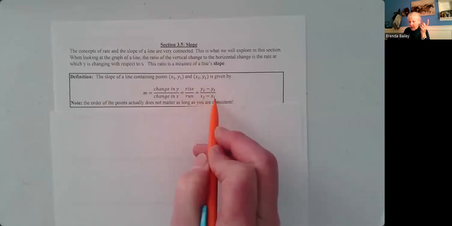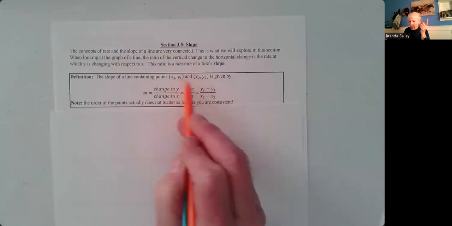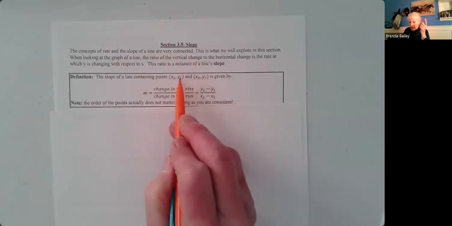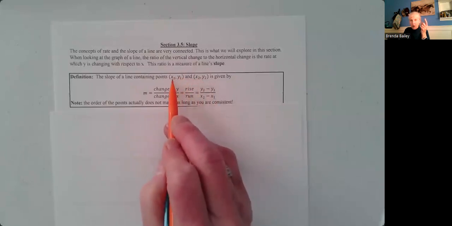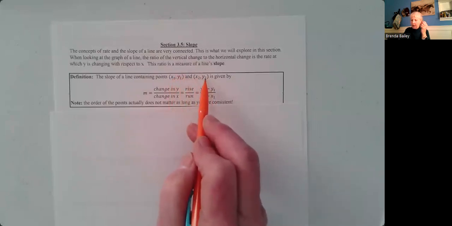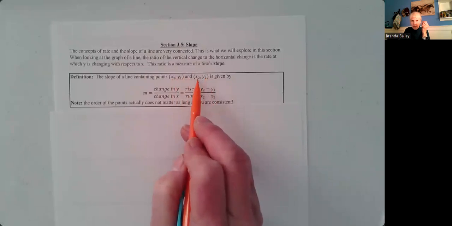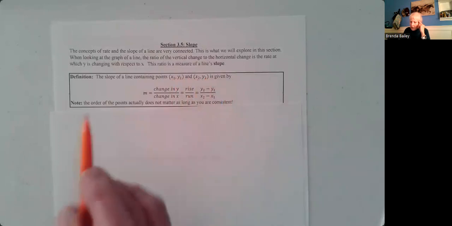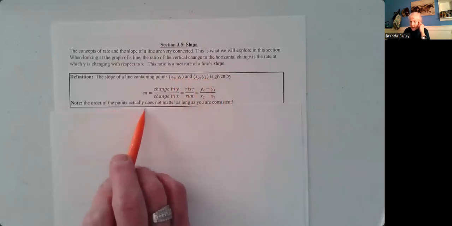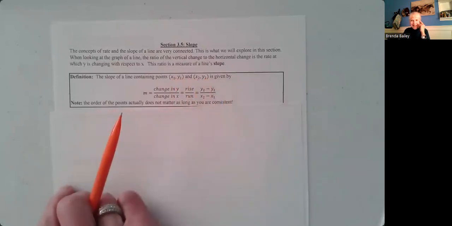Now it doesn't really matter which point you start with, but if you start with this point in the numerator, you start with this point in the denominator. If you start with this point in the numerator, you start with the x2 in the denominator. Stay consistent. So the order of the points actually does not matter as long as you are consistent. So we're going to do a couple of examples.